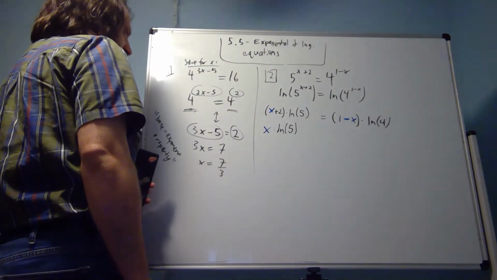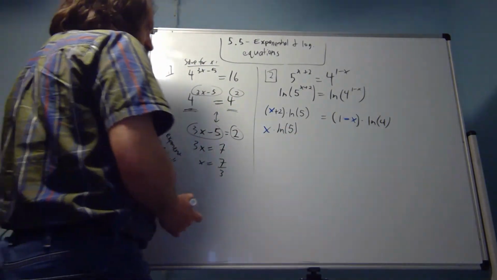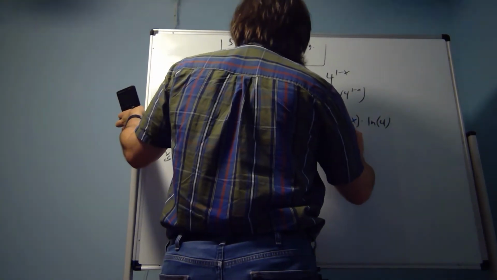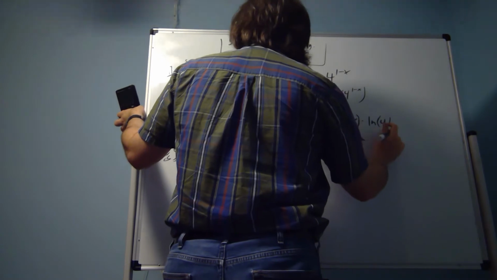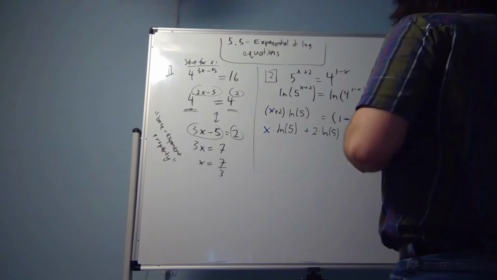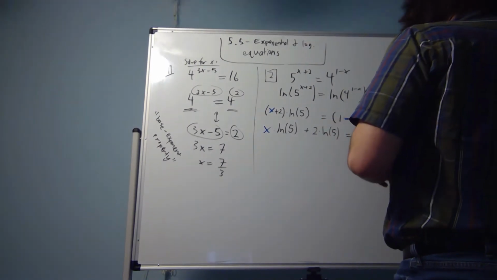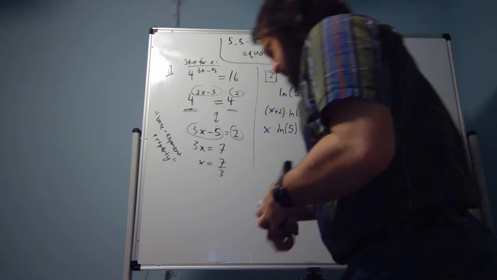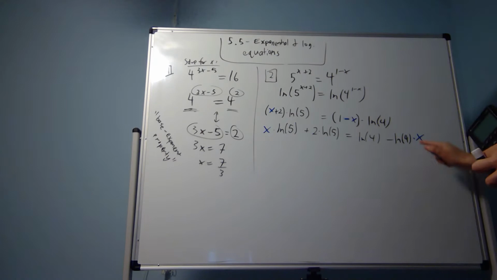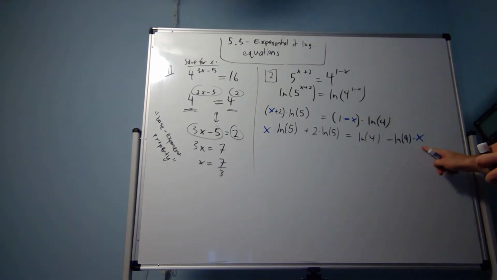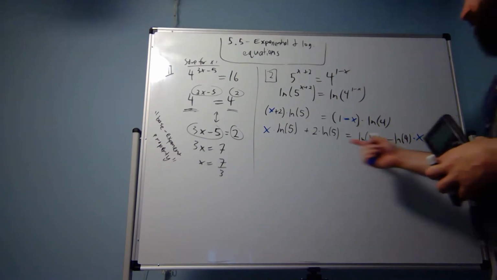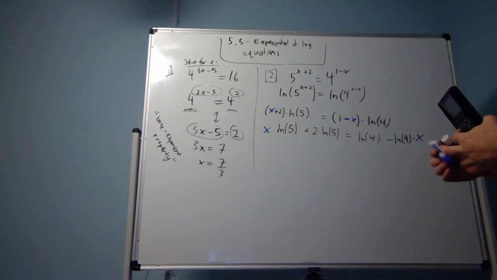So if this were like 2x, you would know what to do. You would just combine the x's, and you can do that. It's just the constants themselves are a little bit ugly. So 1 times ln of 4 and then this is negative ln of 4 times x, not strictly necessary, but it looks nice. How many x's do we have? We have negative ln of 4 x's on the right hand side, and we have positive ln of 5 x's on the left hand side.